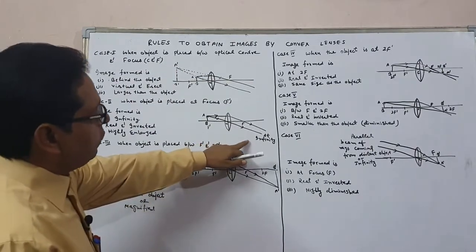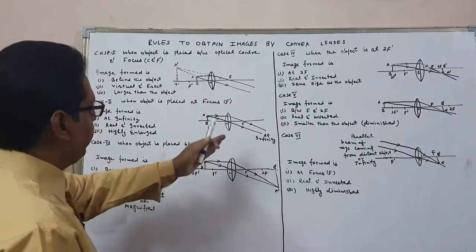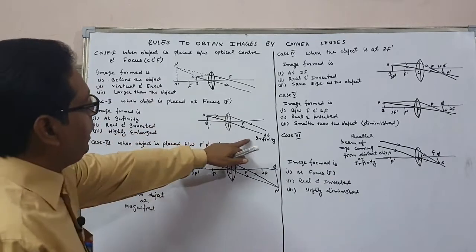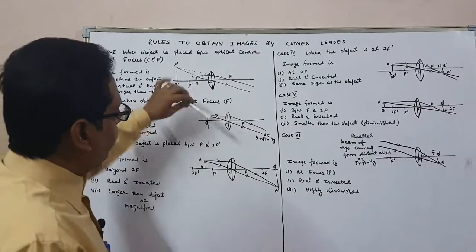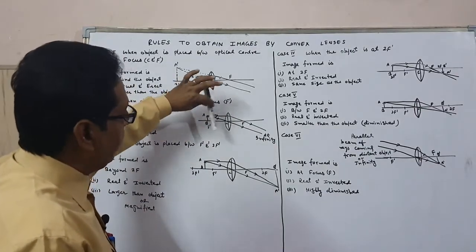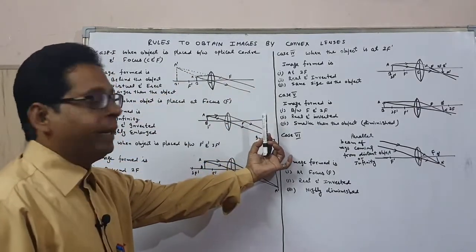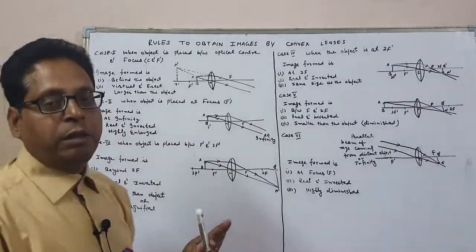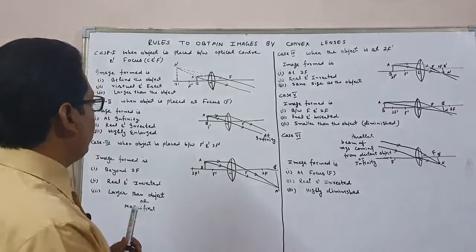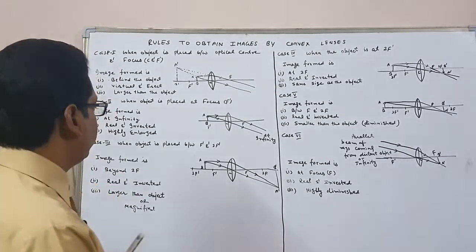So what do we get in this case? The image will be obtained at infinity, and the object is lying here. We will get an image that is real and inverted, and no doubt a highly magnified or enlarged image.